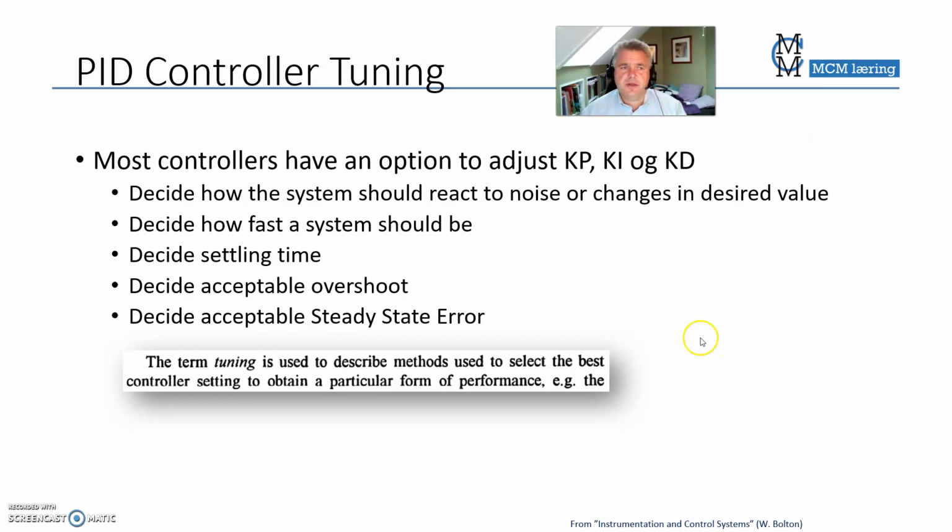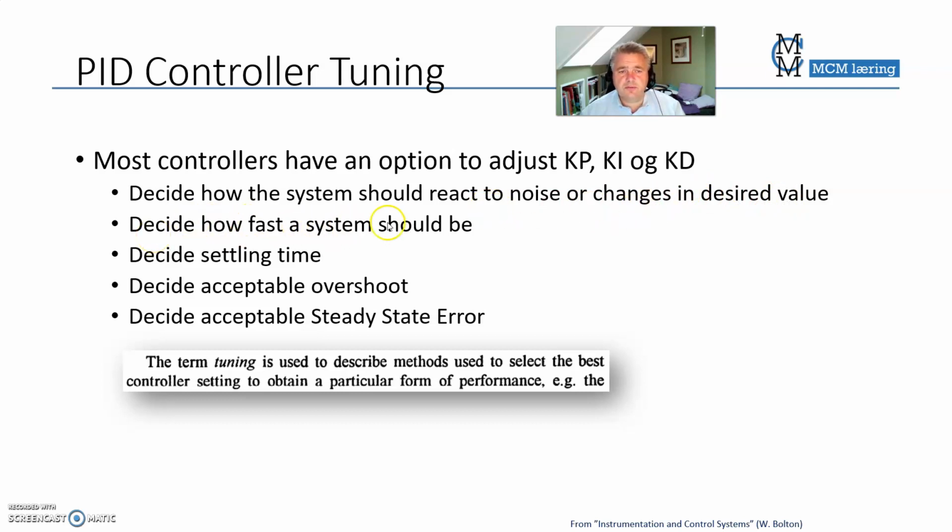PID controller tuning, it's all about selecting the correct values for KP, KI and KD. So how much proportional gain should you have, how much integral action should you have, and how much derivative action should you have. So by tuning the values of KP, KI and KD, you decide how the system responds to noise or the changes in the desired value, the set value.